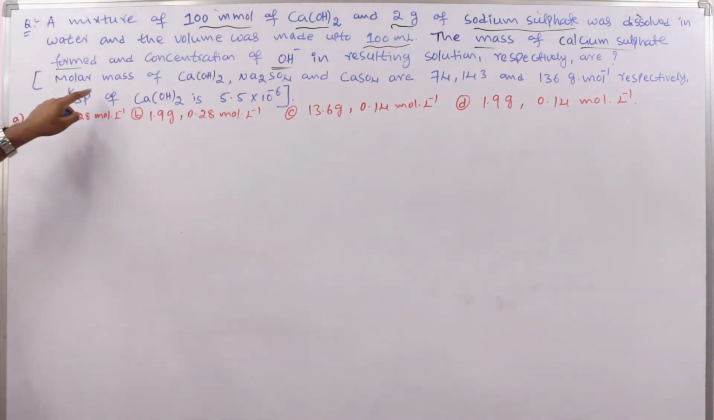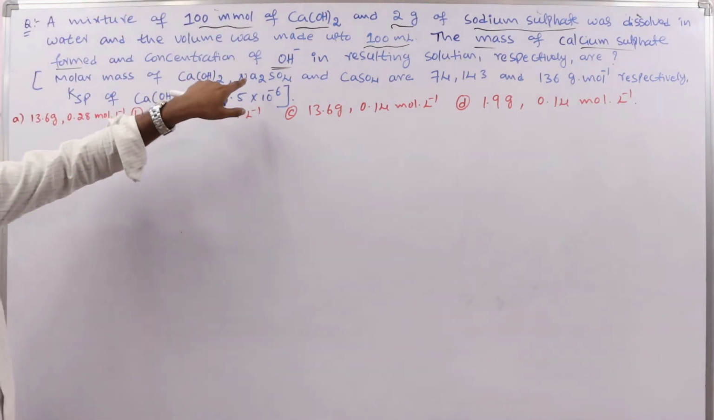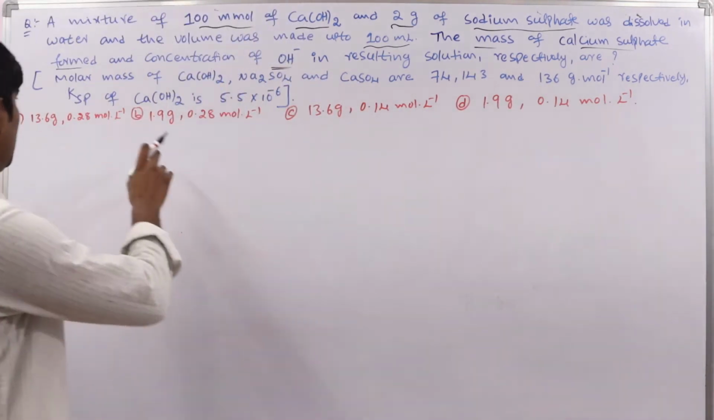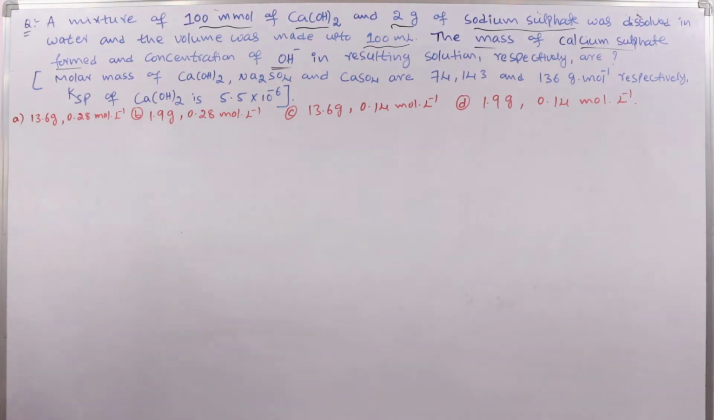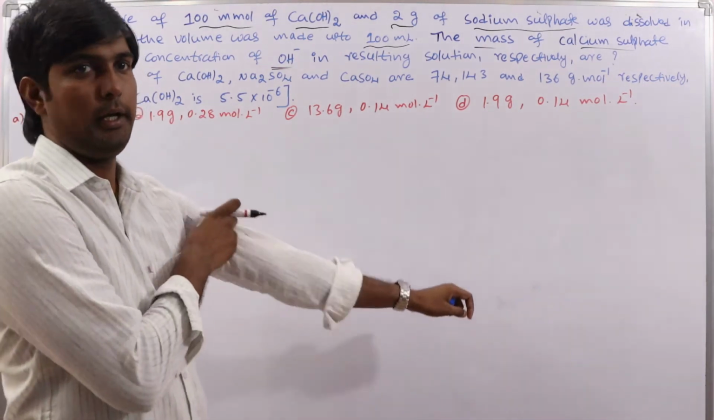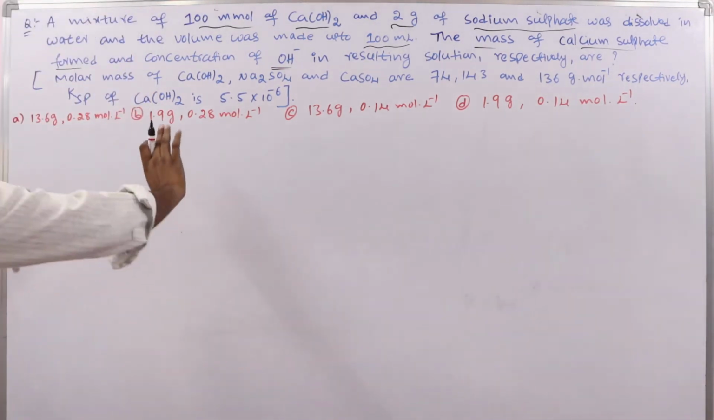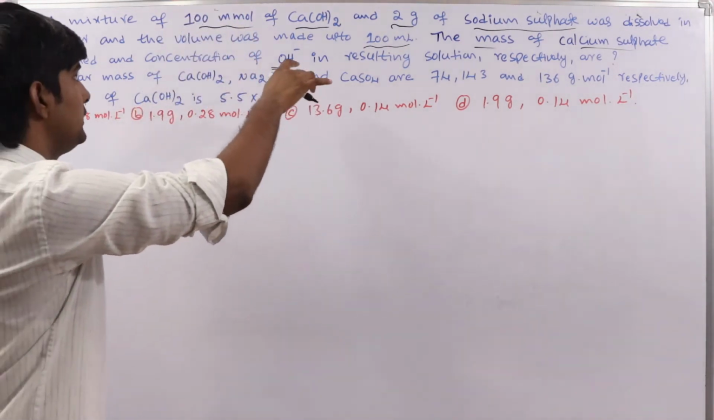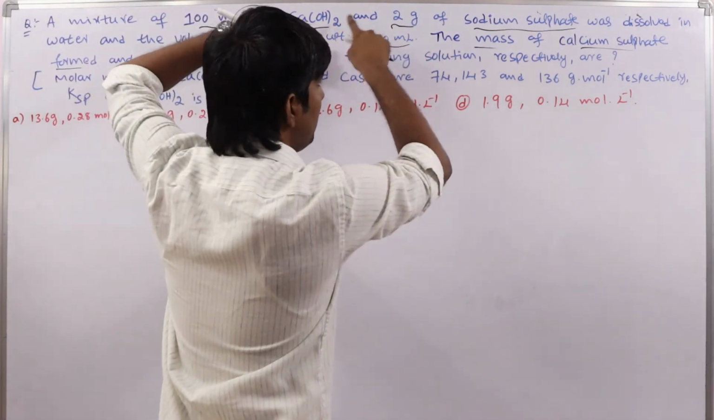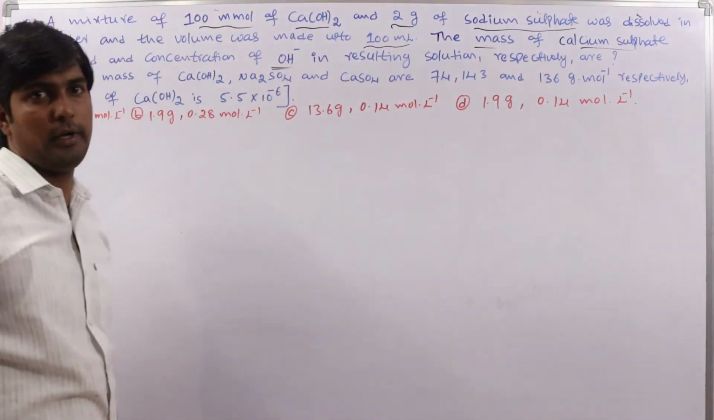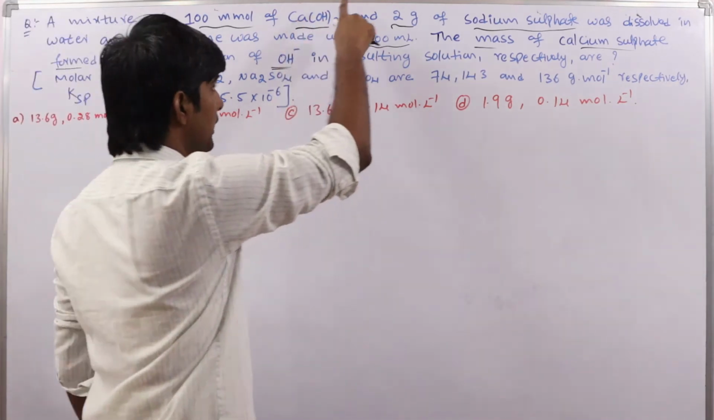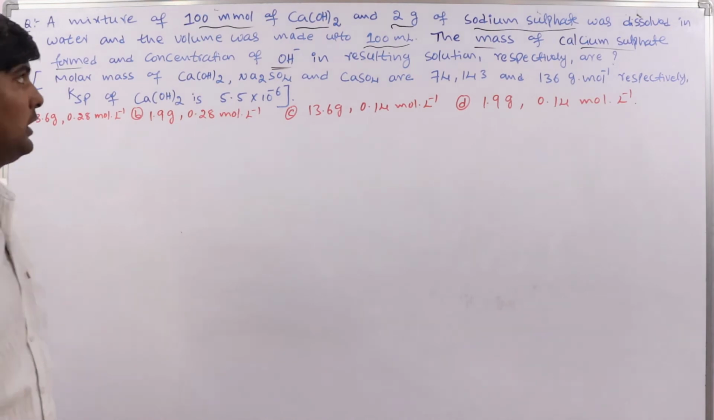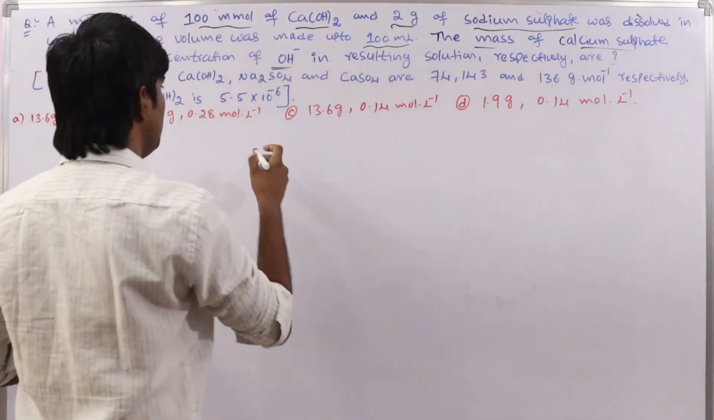Okay, so here they have provided molar mass of calcium hydroxide, sodium sulfate and calcium sulfate, and also they have provided solubility product of calcium hydroxide. So in this type of problems, first we have to write the reaction between these two, calcium hydroxide and sodium sulfate. Because by the reaction between these two only calcium sulfate can form. So that's why we must write the reaction between those two.